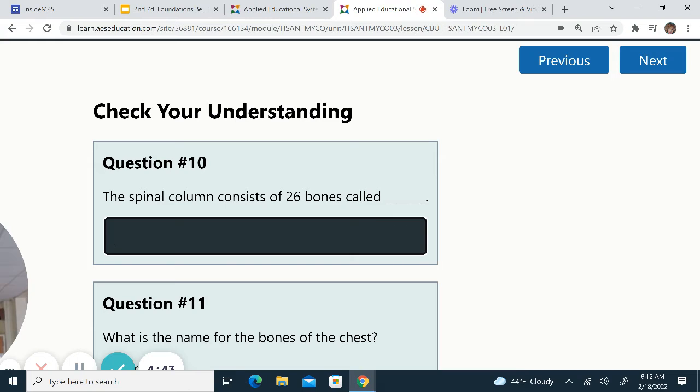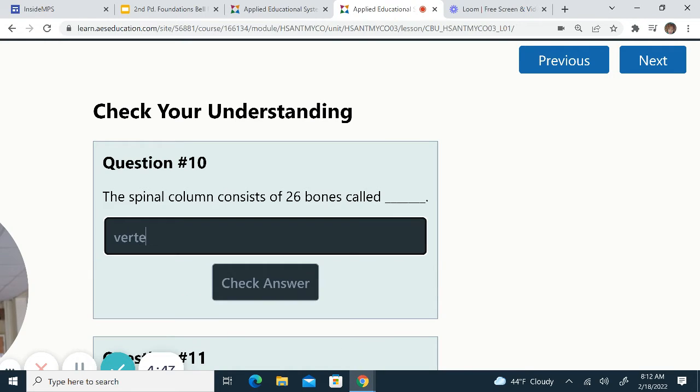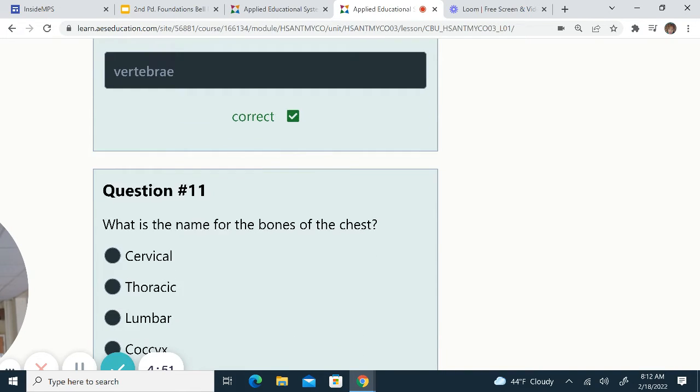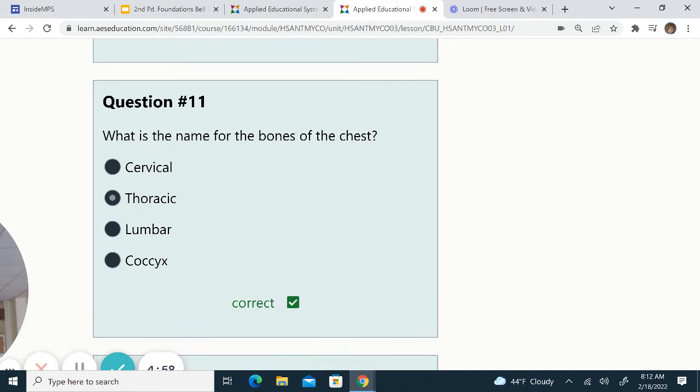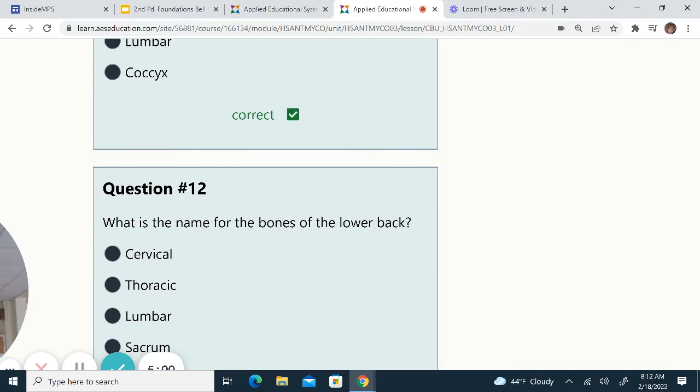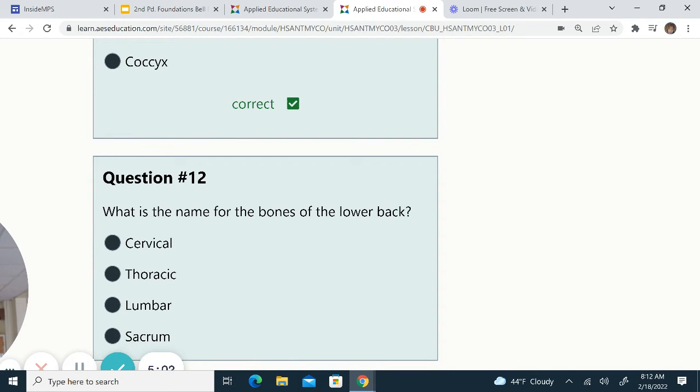All right, spinal column consists of 26 bones called what? Vertebrae. So you got your vertebrae. What's the name of the bones for the chest? Thoracic. So that's what thoracic means, chest. What's the name for bones of the lower back? Lumbar. Right.